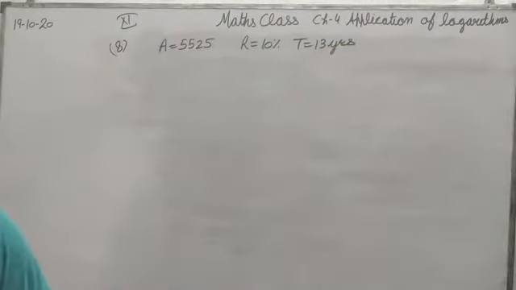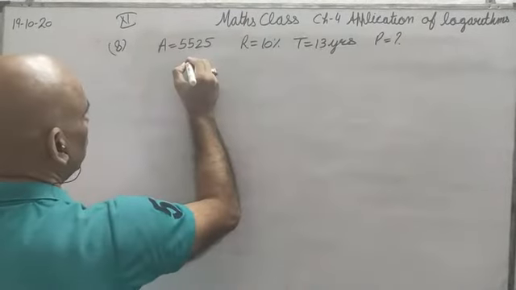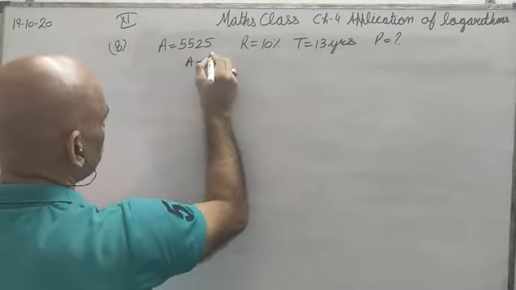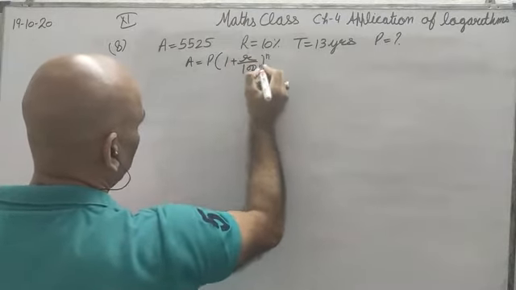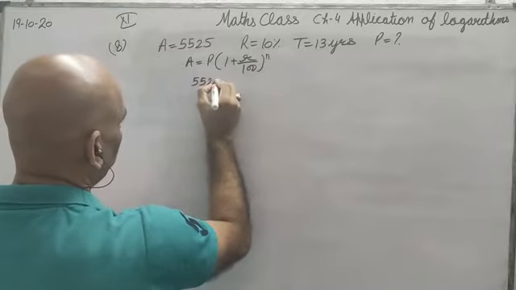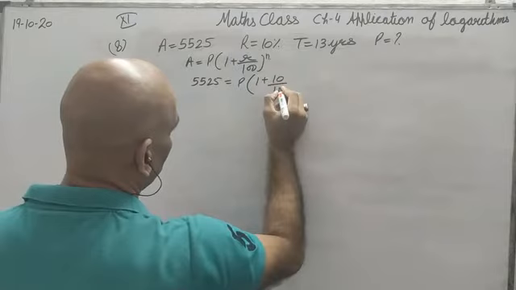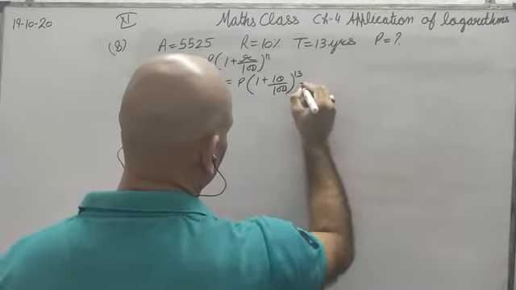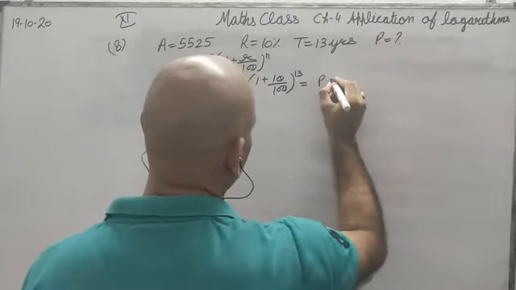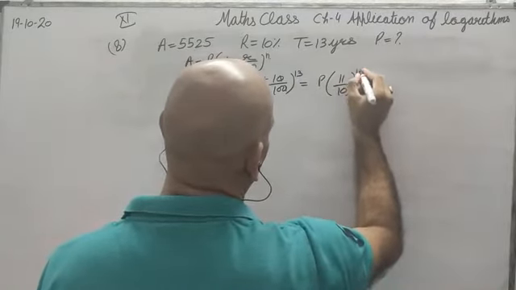And then what is he asking? He is asking the principal. The formula is going to remain the same. Amount is equal to P (1 plus R upon 100) to the power n. 5525, principal is to be calculated, (1 plus 10 upon 100) to the power 13. So 0 is cancelled by 0. We got P (11/10) to the power 13.